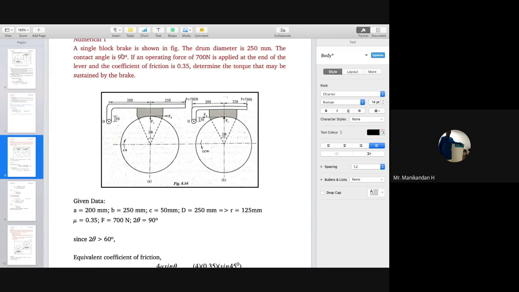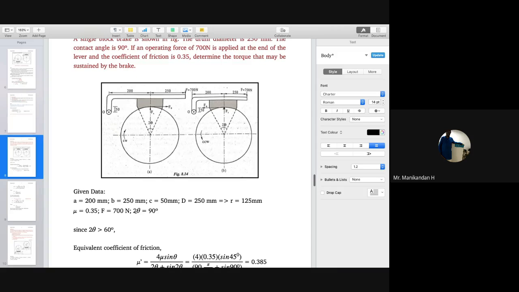So 2 theta angle is 90 degrees. Operating force F, capital F, which is nothing but the applied force, is equal to 700 Newton. We have to find out Mt. So here 2 theta is 90 degrees, so obviously 2 theta is greater than 60.